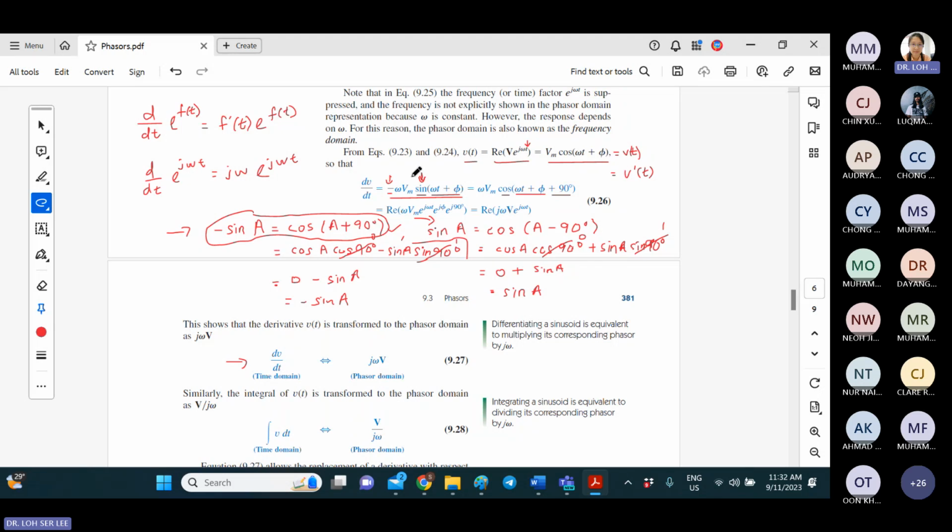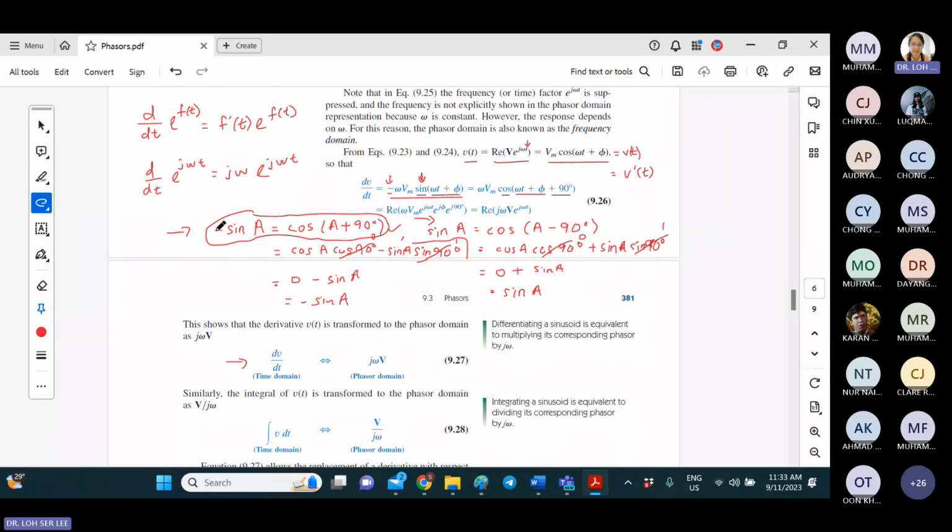When you see this negative sine WT plus theta, then we need to change into cos WT plus theta. That means sine we want to change into cos. So you have two formulas. The first one is this one. The second formula is this one. The first formula is for the sine with minus. The second formula is for the sine without a minus. So without a minus, we use A minus 90 degree.